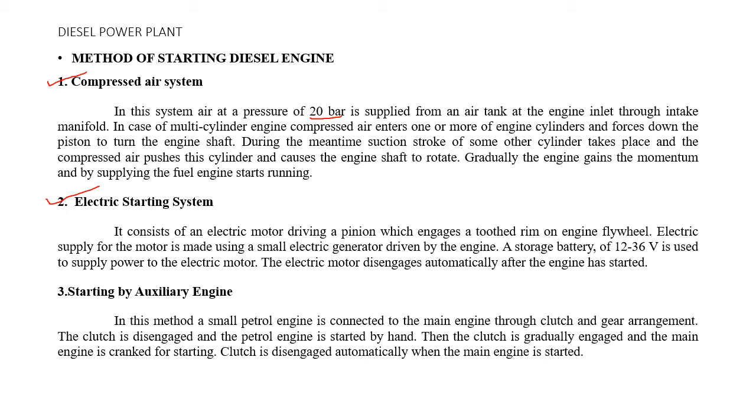And the third one is starting by auxiliary engine, a small engine. In this method, a small petrol engine is connected to the main engine through a clutch and gear arrangement. The clutch is disengaged and the petrol engine is started by hand, and then the clutch is gradually engaged and the main engine is cranked for starting. The clutch is disengaged automatically when the main engine is started. So these are the main three methods to start a huge diesel engine.